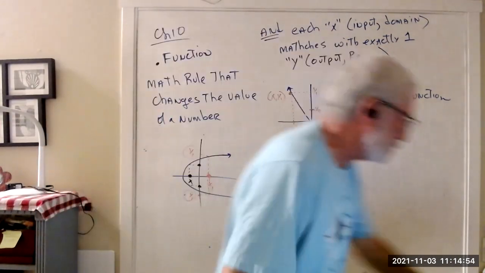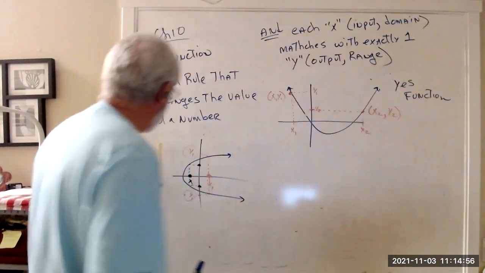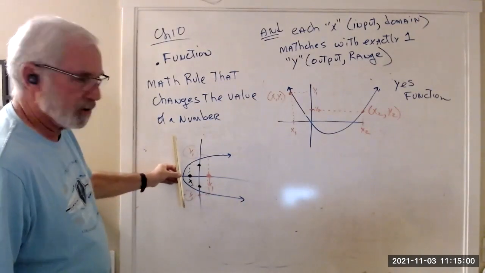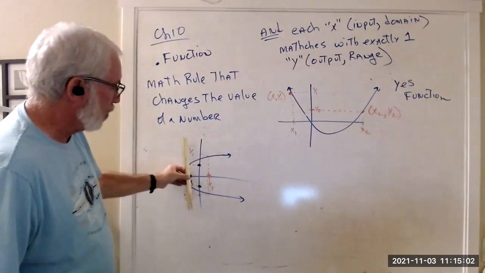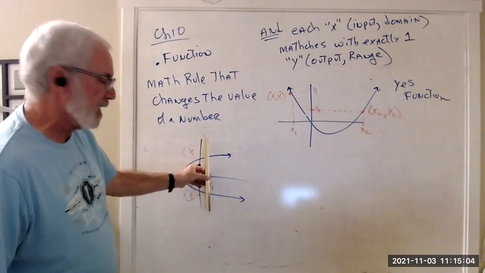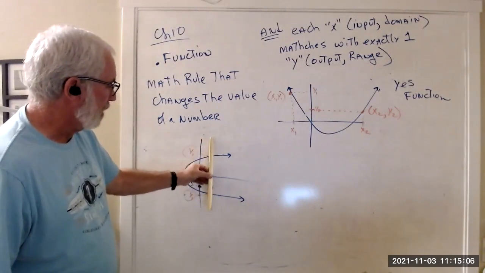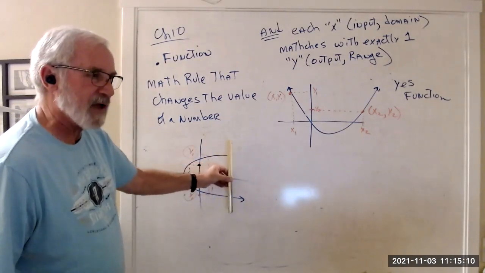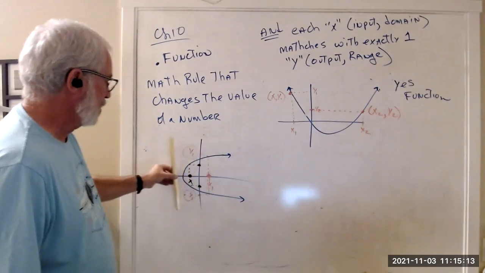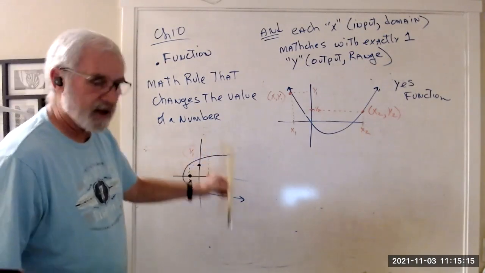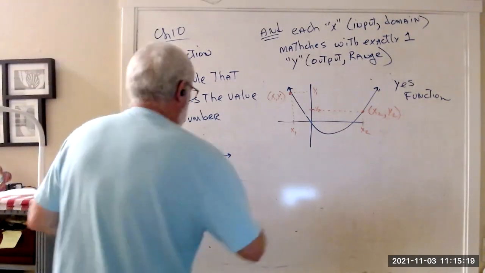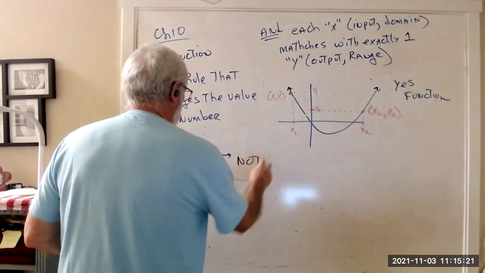The other thing is if you take your vertical line and pass it over the parabola or the curve, it hits more than one point at any instant. It hits a point at the top and a point down below. Because it fails the vertical line test, we say this is not a function.